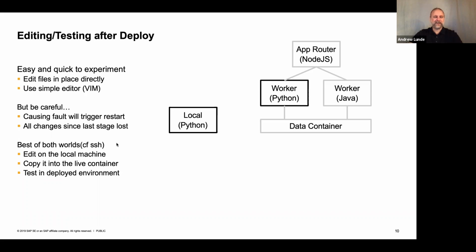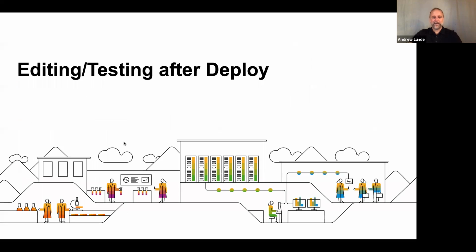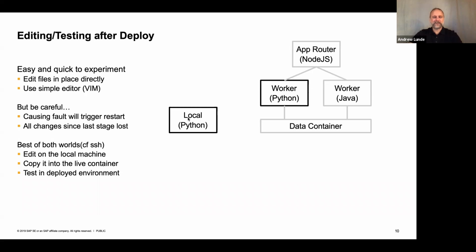So that's not good. But there's a little bit better solution to use, which is keeping your local files local, and then make a change to your local file, and then send just that one file into the already deployed, so copy it into the live container. So you're testing it in the deployed environment, but you're making your edits here in the local environment. So you're effectively using SSH to copy into there.